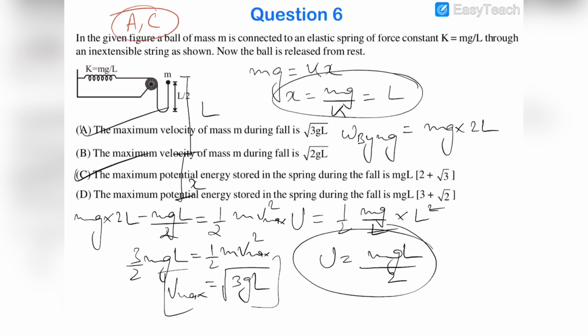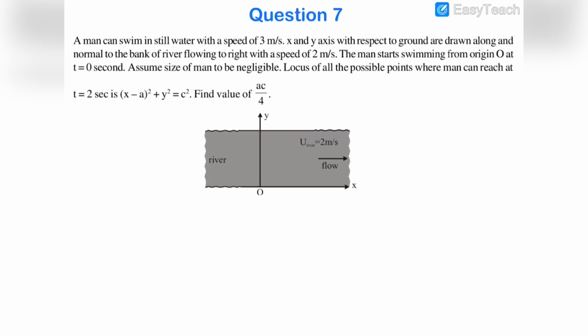Now we move on to the next question. In this question, you can see that there is a man who can swim in still water with a speed of 3 meters per second, and this x and y are the axes with respect to the ground. Now the river is flowing with a speed of 2 meters per second, and this man starts swimming from the origin at t equal to 0 seconds. Assuming that the size of the man is negligible, we have to find the locus of all those points where this man can reach at t equal to 2 seconds. And in fact, this is the locus. We have to find the value of AC by 4.